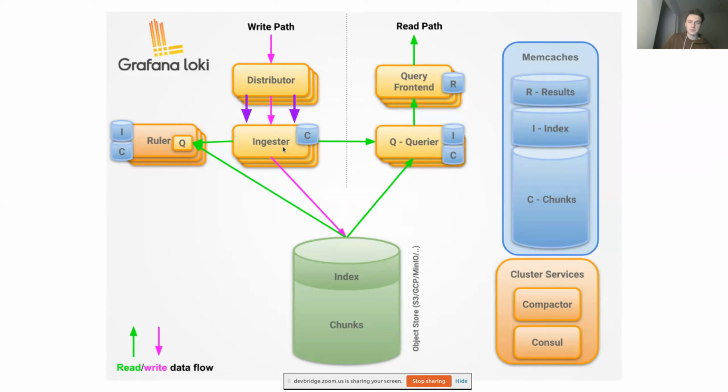And also stores a little bit of logs in memory. Then going through the read path, we have query frontend. It's an optional service used for caching and additional splitting of heavy queries, so we would not destroy queryers. Queryers are actually used for querying the data from long-term storage, from ingesters, and also for processing and filtering the logs.